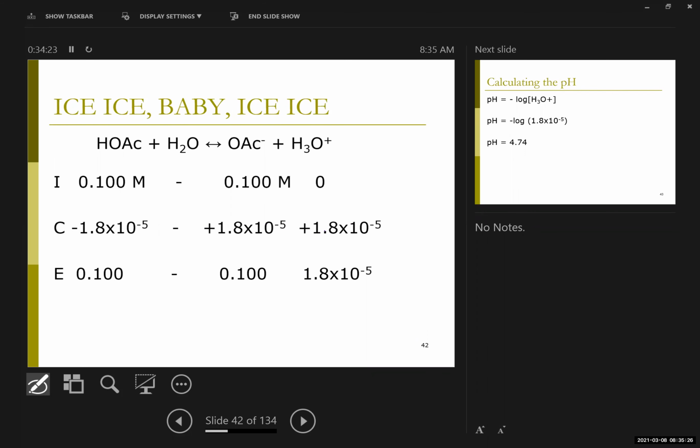And if I put that back in my ice chart, again, as anticipated, the acetic acid is unchanged to at least 3 sig figs. The acetate is in fact unchanged to 3 sig figs. But I now have a little bit of hydronium.